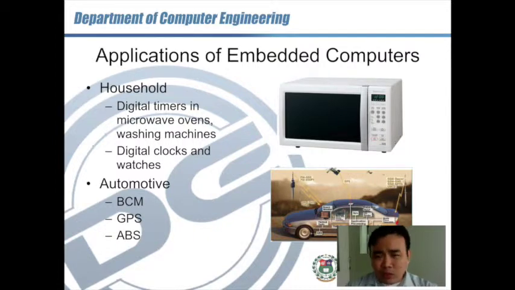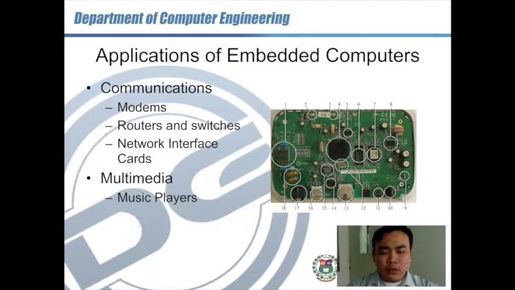So we have it in washing machines, in digital clocks and watches, and of course in automotive, which is a very popular application of embedded systems, like for the body control module, the GPS, and the anti-lock brakes. And of course in communications, so we have modems, routers, network interface cards, and a very lucrative market for embedded systems, multimedia players.